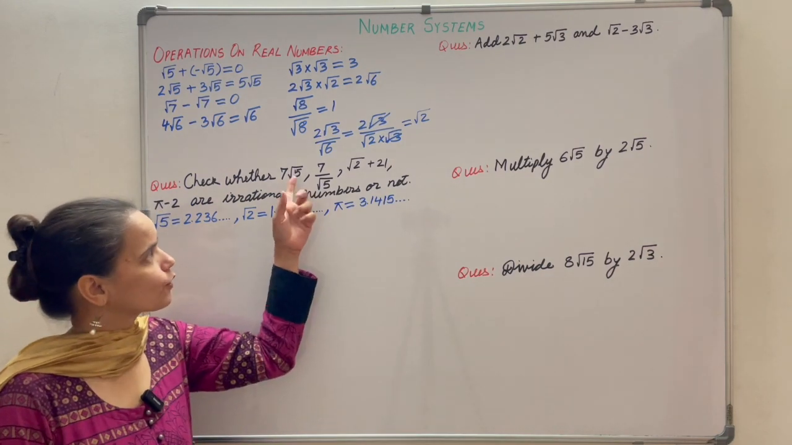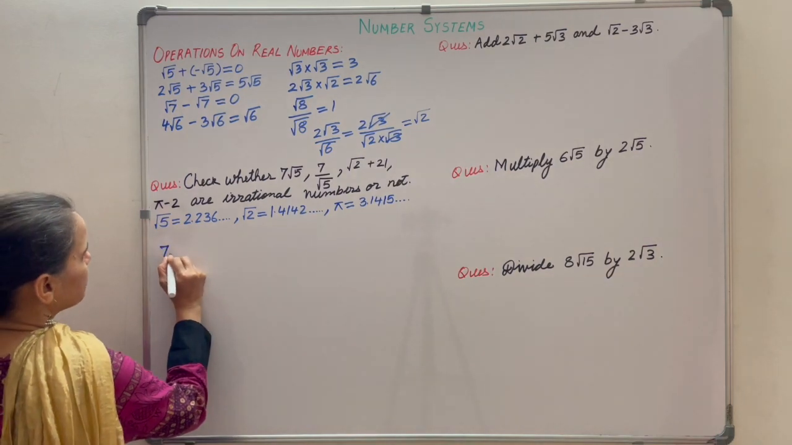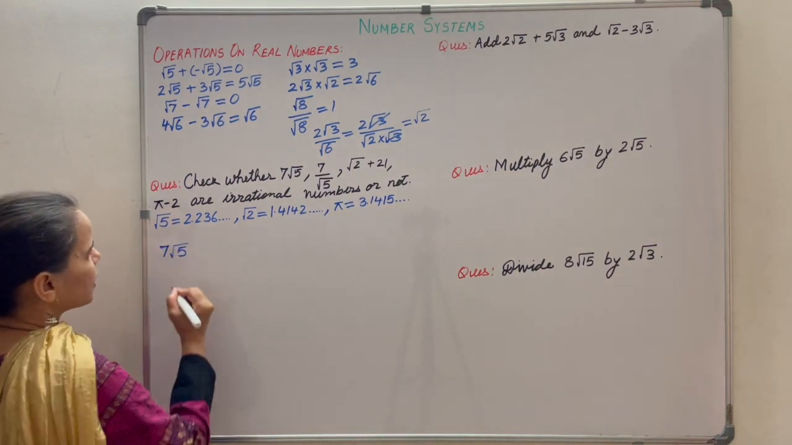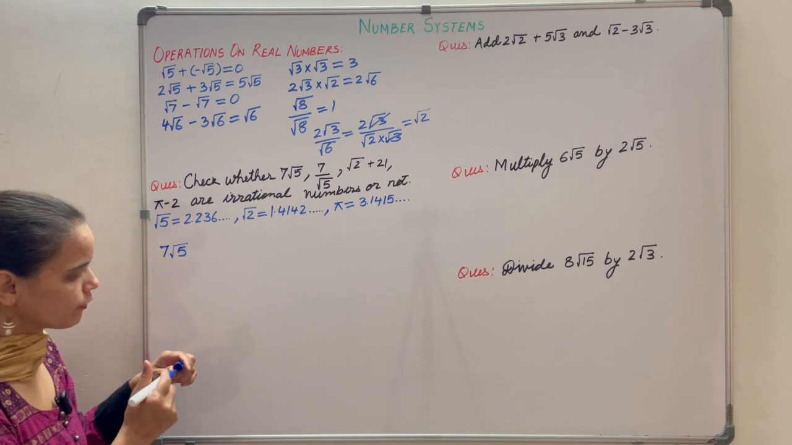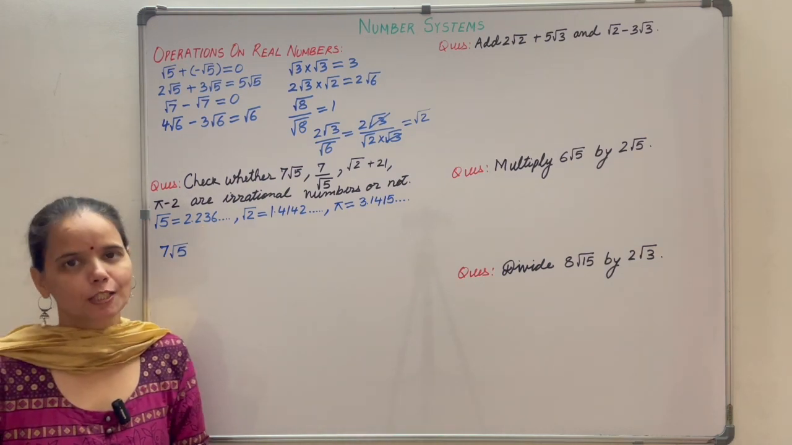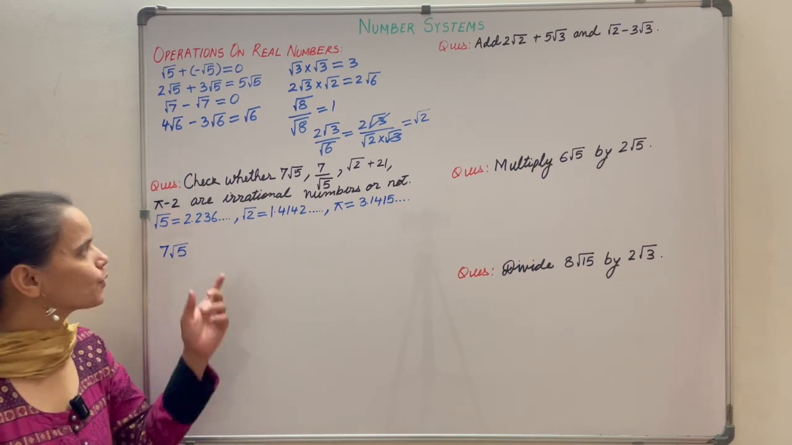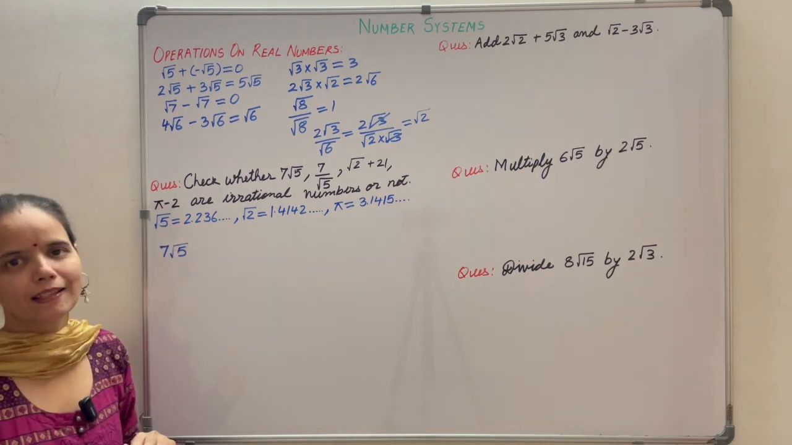So you need to check whether these numbers are irrational numbers or not. Let us first solve this one, 7 root 5. So 7 is a rational number. You are multiplying this with an irrational number, root 5. First we will write down root 5 in decimal form. To write down root 5 in decimal form, you have to use long division method, and using that you can easily write down root 5 in decimal form.